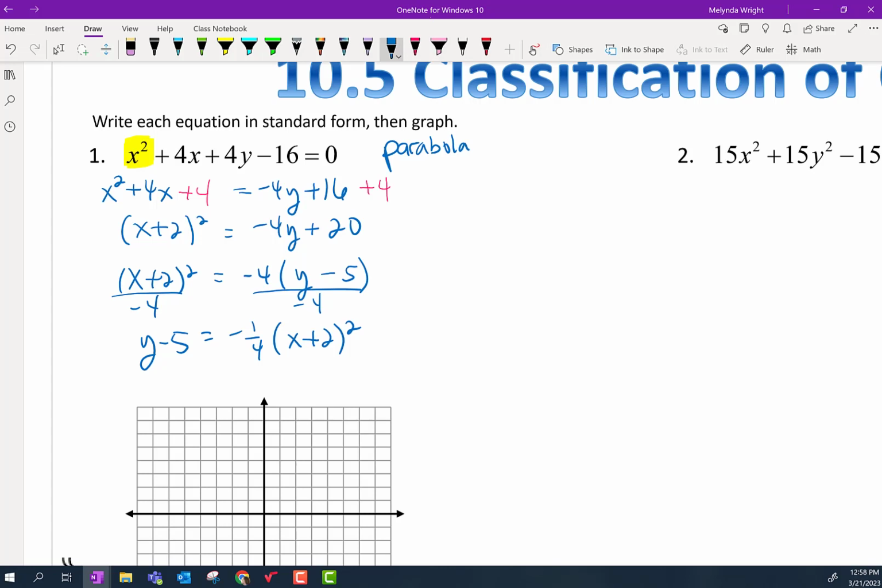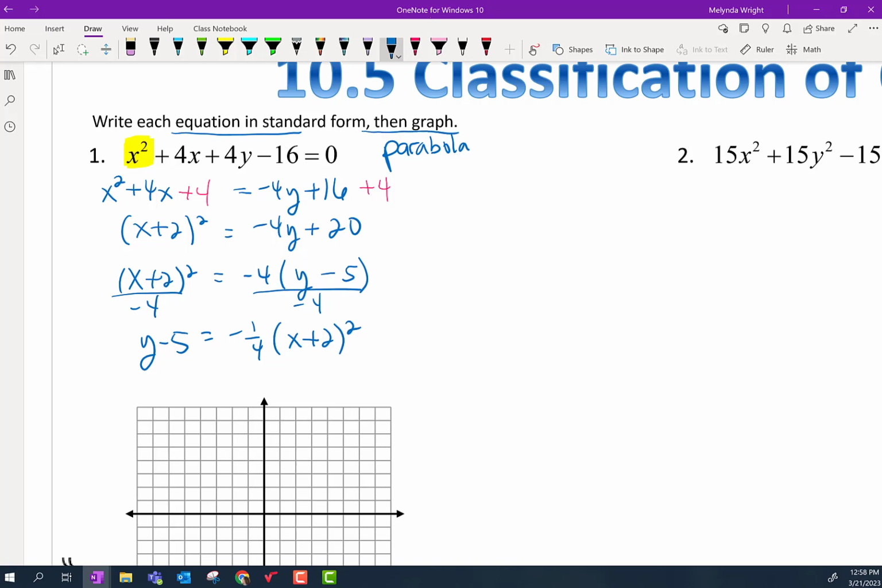I want to pause there for a second. So how are we doing? Hopefully what this lesson does is it just really solidifies the things we've been working on for several days now. Because we spent time working on all these different kinds of conics, we're just bringing it all together. So what they're asking us to do is write the equation in standard form and then graph it.